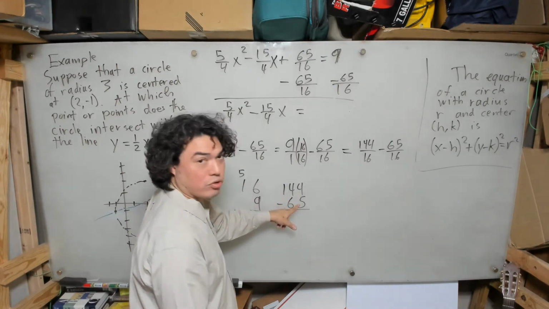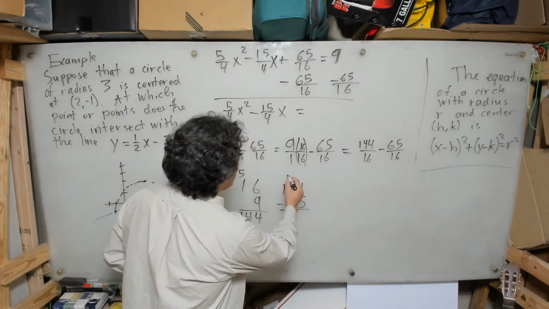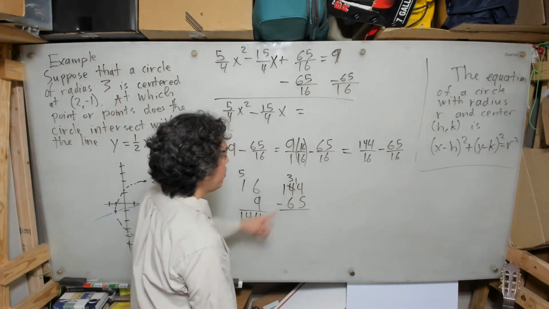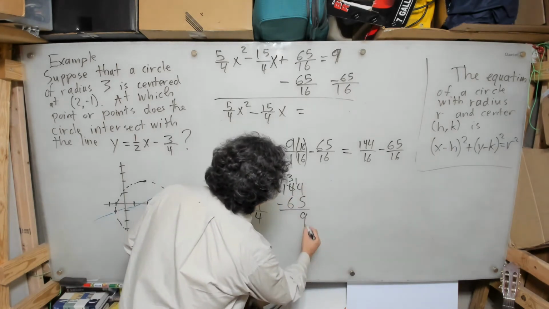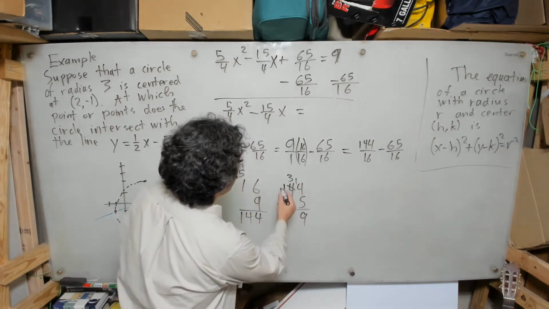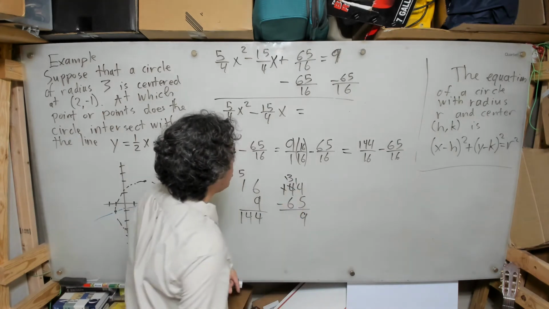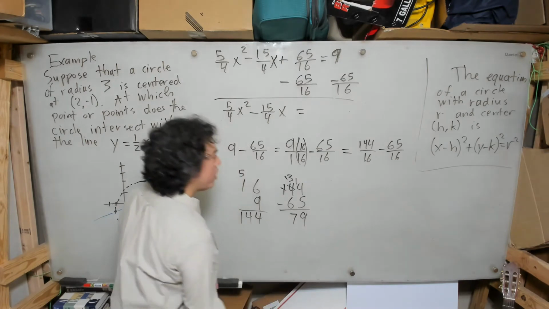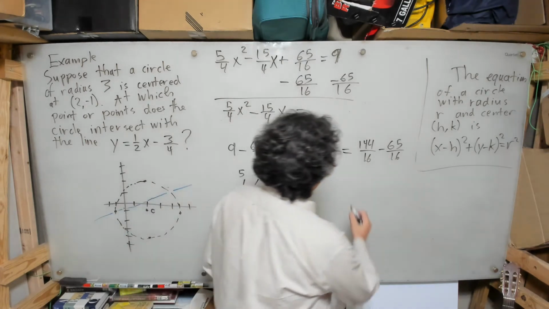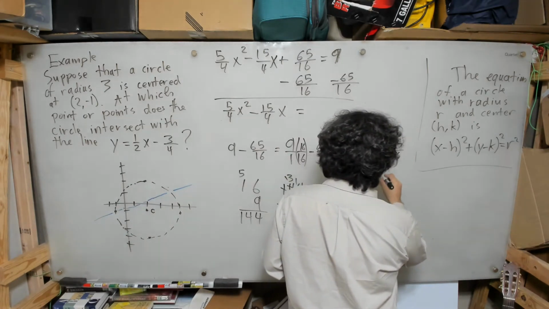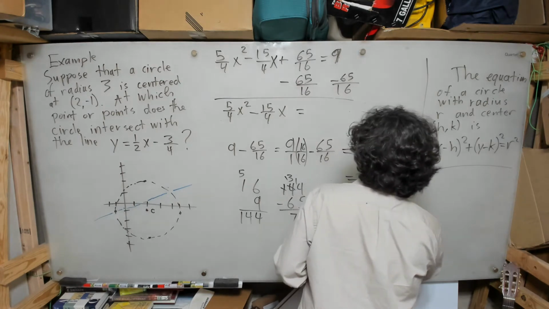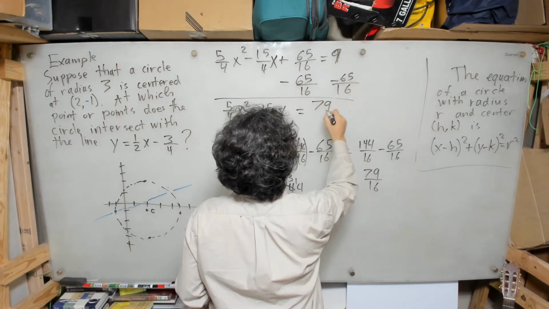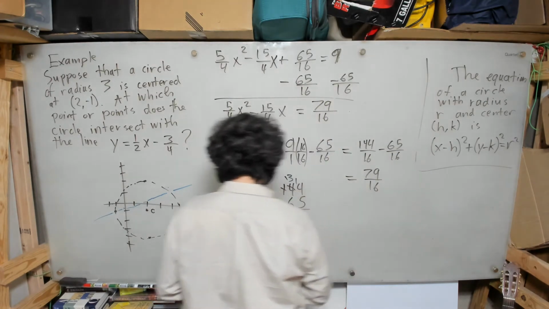So 4 minus 5, we can't do that. So I'm going to borrow from here. This is going to become a 3. This is going to become a 14. 14 minus 5 is 9. 3 minus 6, I can't do that. So I borrow from this 10. This becomes a 13. 13 minus 6 is 7. So I can tell now that this is going to be 79 over 16. Let's do that here. So this is 79 over 16.